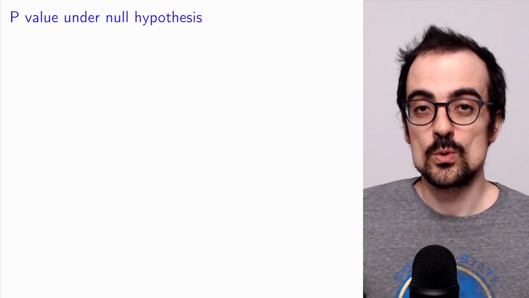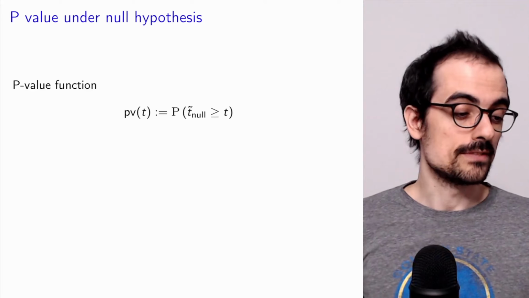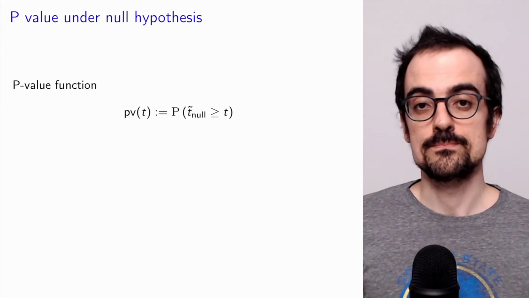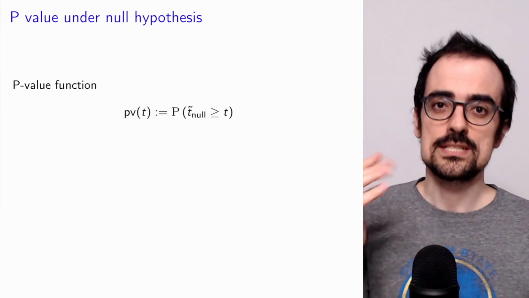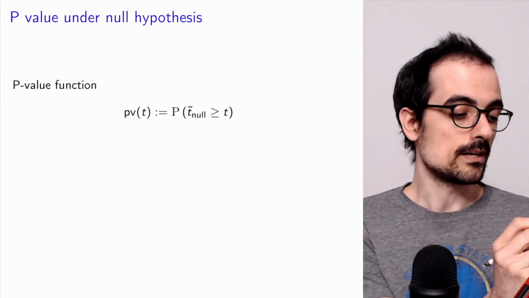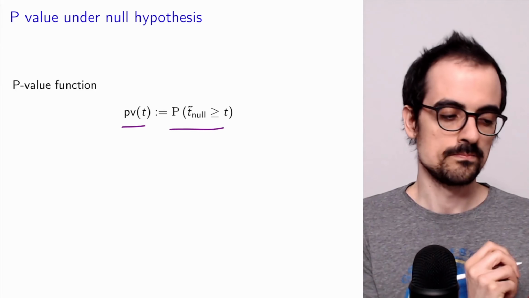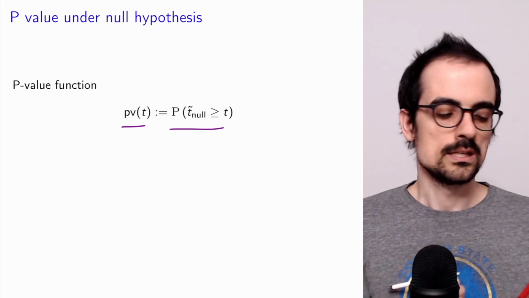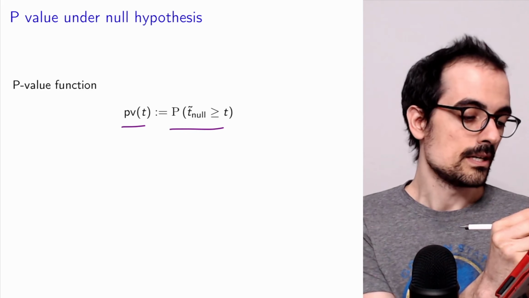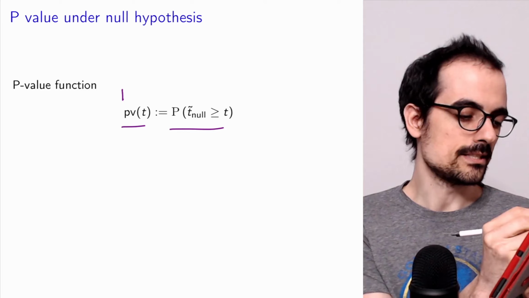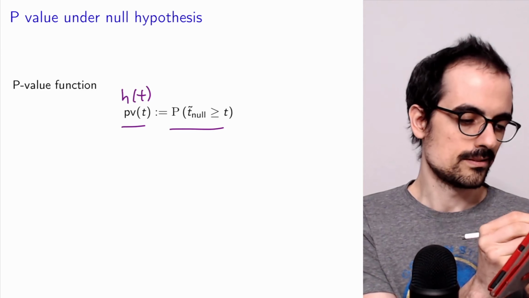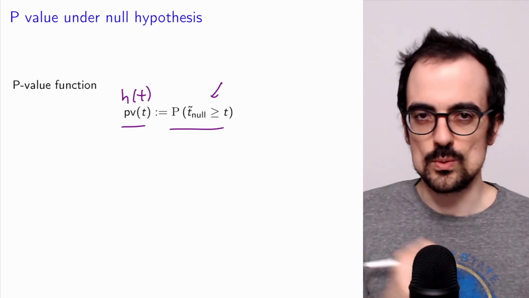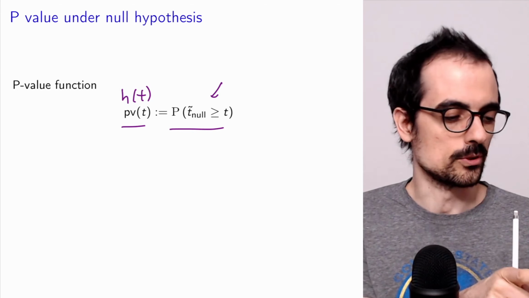Okay, so now we want to derive the distribution of the p-value under the null hypothesis. What happens when we plug in the test statistic under the null hypothesis into the p-value function? The p-value function is a deterministic function that looks like this. Okay, it's a probability that the test statistic under the null hypothesis is greater or equal to a certain value t. Now I want you to think of this as just h of t. Don't think about the fact that it has something to do with the test statistic, although that is going to be very important.